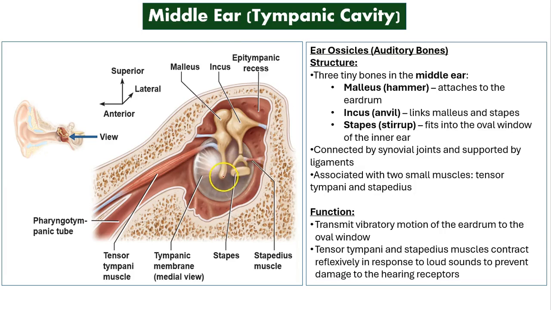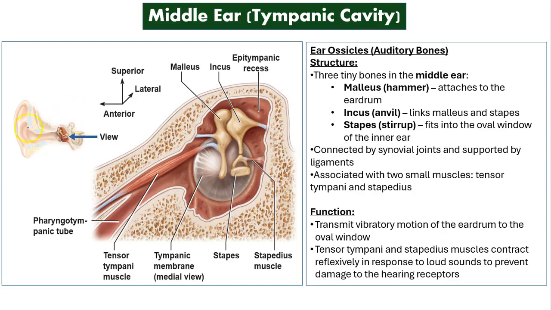Those are called the tensor tympani, and of course, the stapedius muscle. But the overall function of these ear ossicles, or these little tiny bones, is to transmit that vibratory motion of the eardrum to the oval window, which then is going to go to the inner ear. That's the whole purpose. All right, so let's go through this.